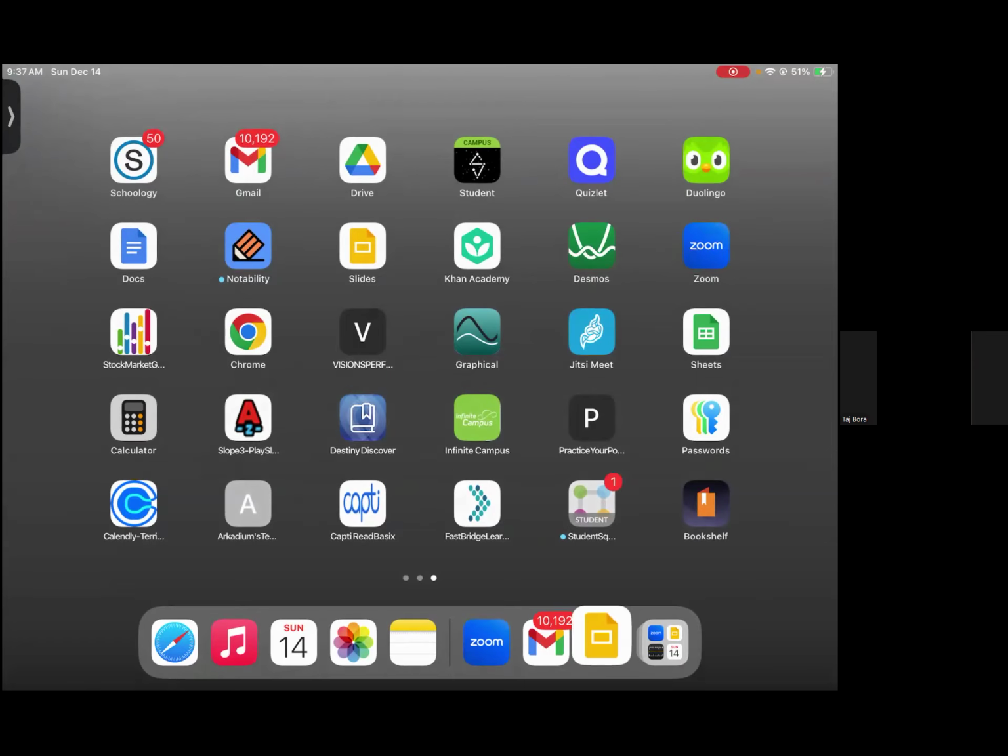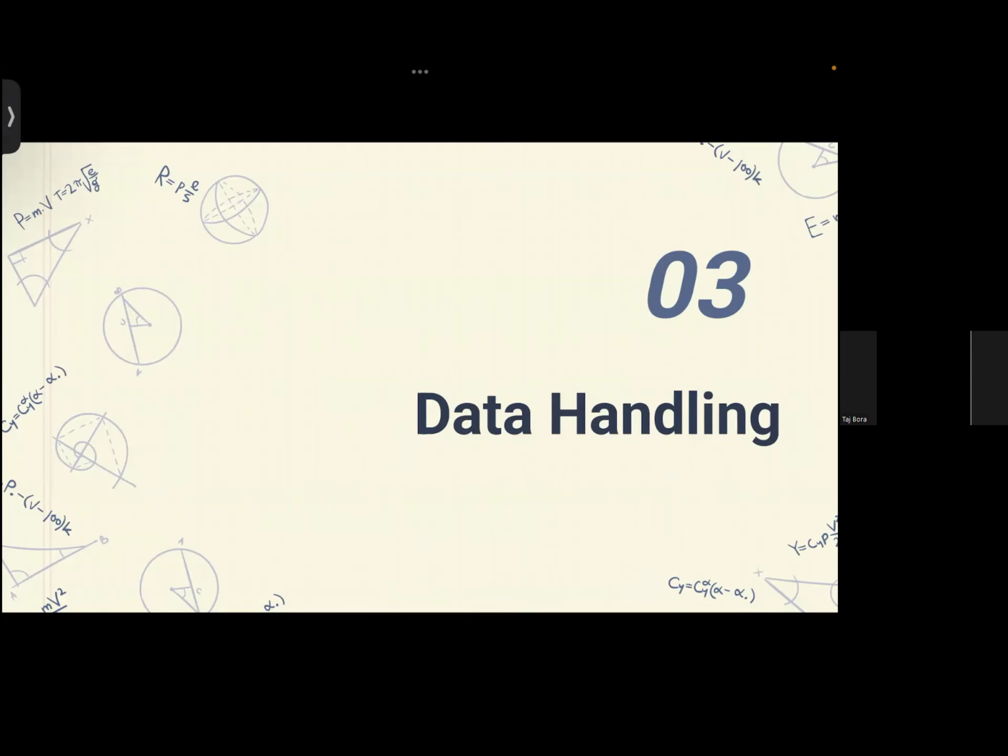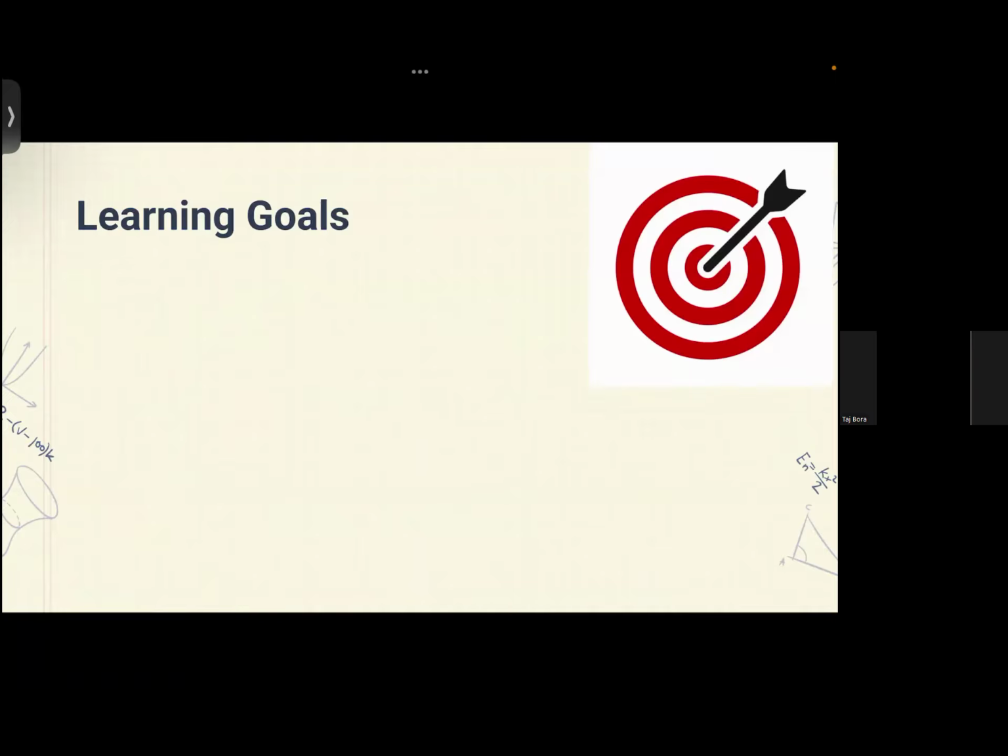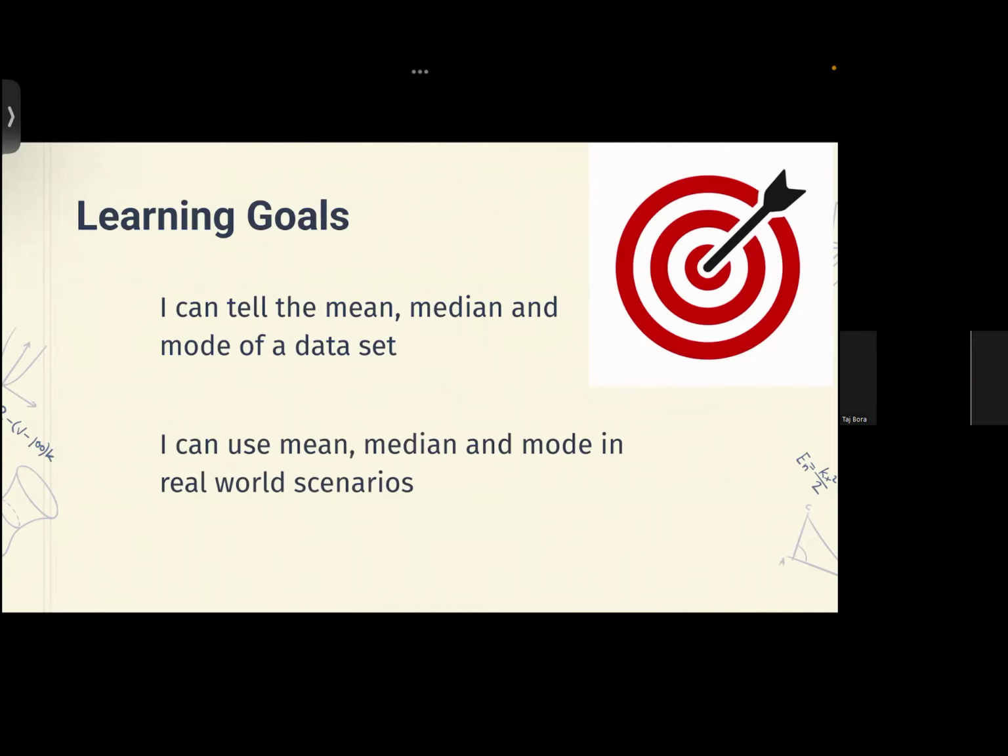So now we are moving on to the third chapter, and this chapter is data handling. This is a very easy chapter, and it'll be shorter than the first and second chapter. I will begin now when all students are there. The learning goals for this chapter are that I can tell the mean, median, and mode of a data set, and I can use mean, median, and mode in real world scenarios.